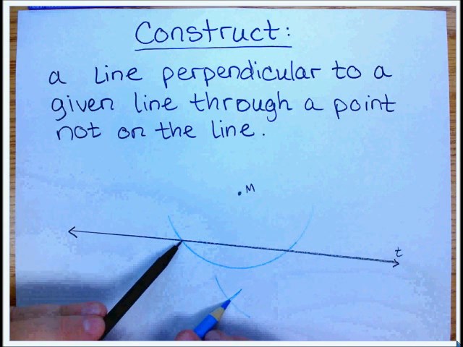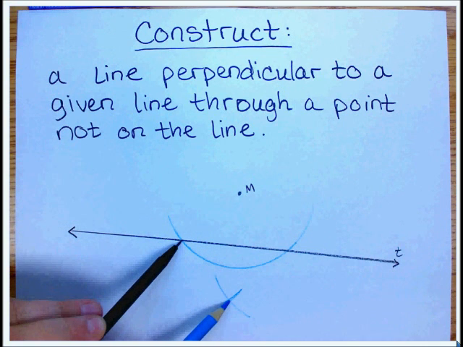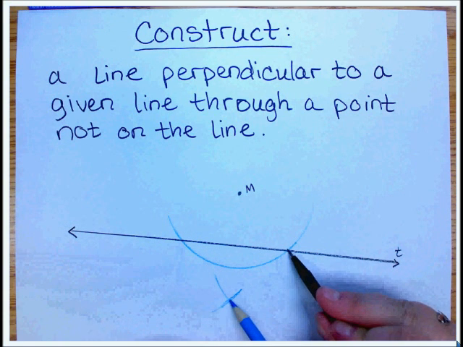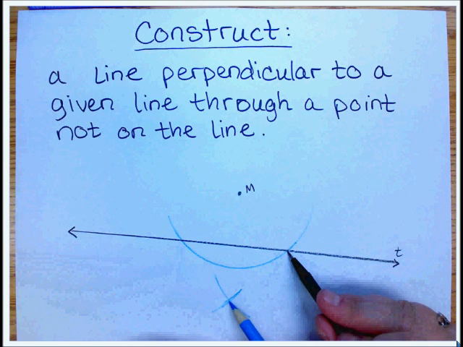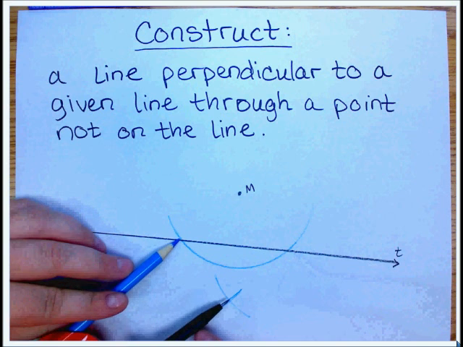Now you want to make sure that the compass does not change length as it draws this arc versus this arc. That's what's important. Your compass needs to stay the same width here as it is here.